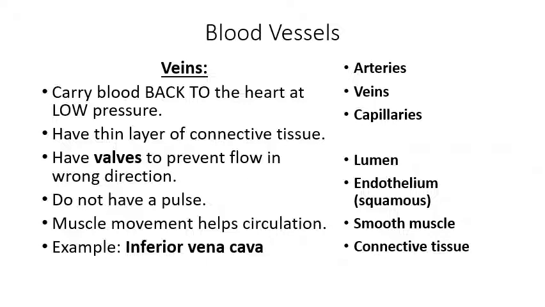Blood is traveling through them at low pressure, so they don't need to be reinforced by an extra layer of connective tissue for extra strength. They have valves to prevent blood flow in the wrong direction. They do not have a pulse. Also I should mention that muscle movement helps circulation through veins, and I'll show you what that means in a minute. So a good example of a vein to memorize would be the inferior vena cava.